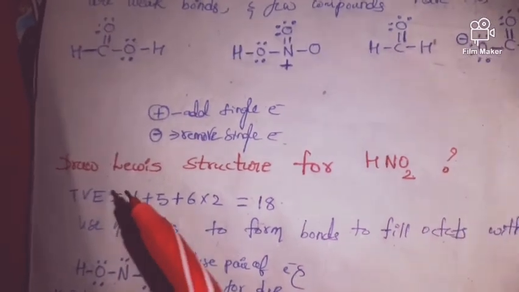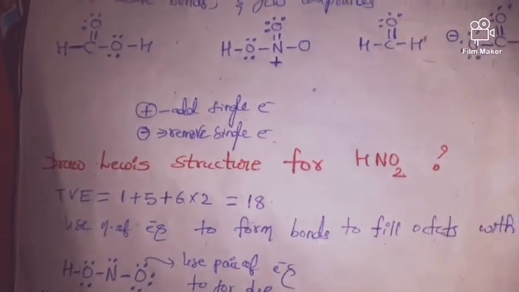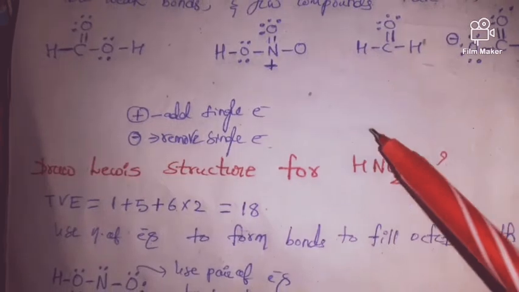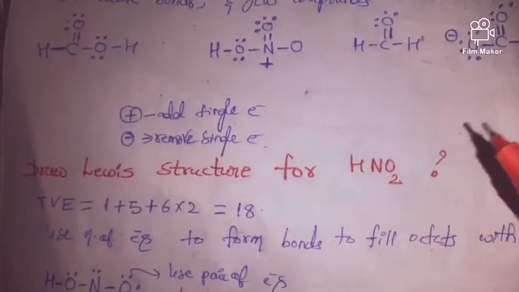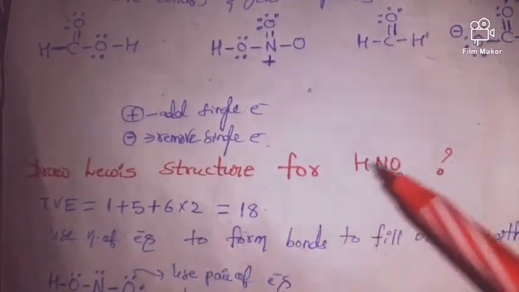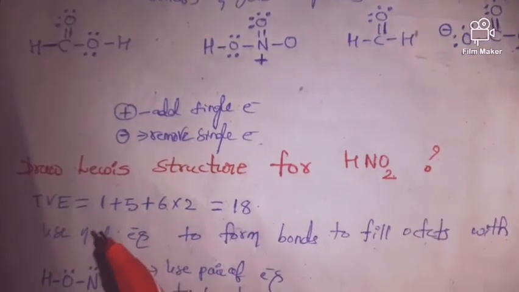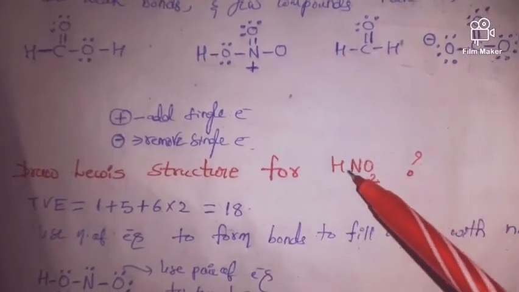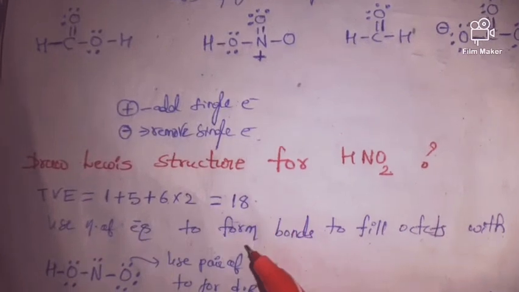If we want to draw a Lewis structure, first of all we have to know the total valence electrons present in the molecule. So first let us find the total valence electrons for HNO2. Hydrogen means 1 electron. Nitrogen belongs to the fifth group, so 5 electrons; the valency of nitrogen is 5. Oxygen belongs to the 6th group, so 6. Here 2 oxygens are present, so 6 into 2. So total valence electrons are equal to 18.